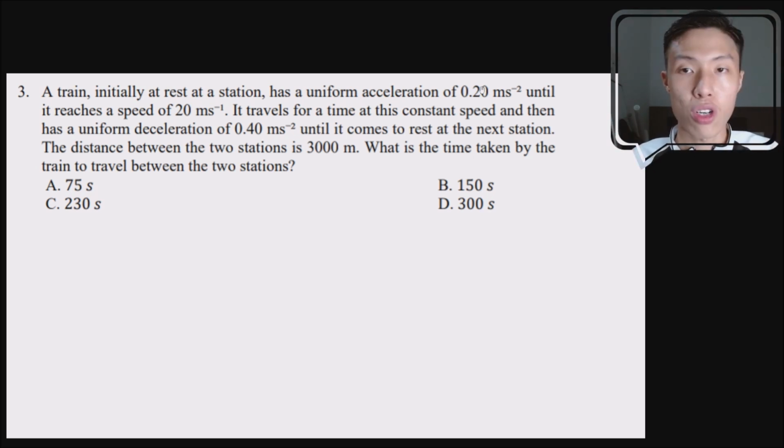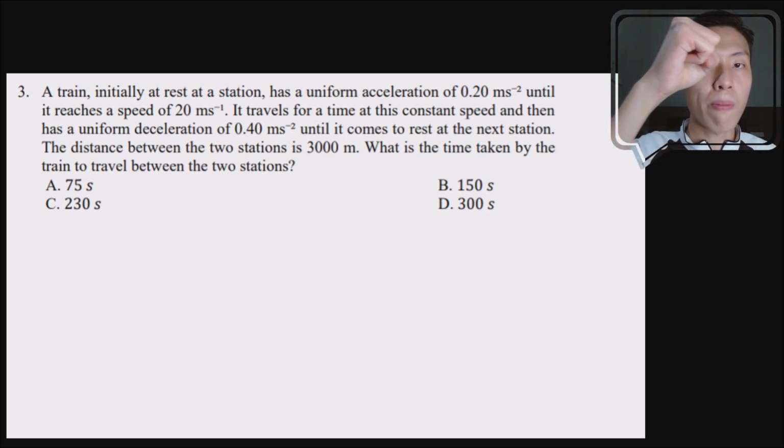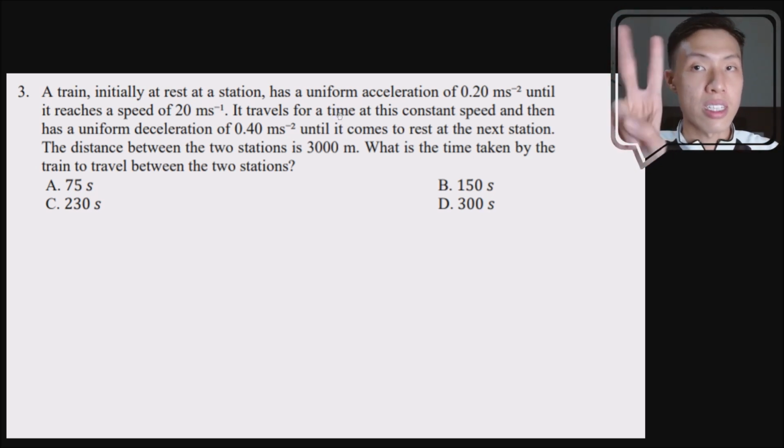So this is the first portion of the journey. Next, it travels for a time at this constant speed and then has a uniform deceleration of 0.40 meter per second square until it comes to a rest at the next station. So here there are 2 sections of the journey involved. The second section is one in which the train travels for a certain amount of time with constant speed. What is the speed when it's traveling at constant speed? It's 20 meter per second. So it will speed up from 0 until 20 meter per second, then maintain 20 meter per second for a certain amount of time. That's the second portion of the journey.